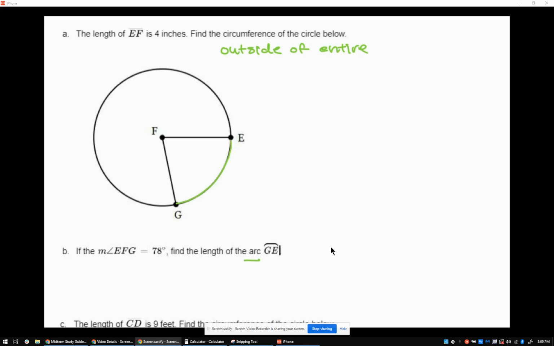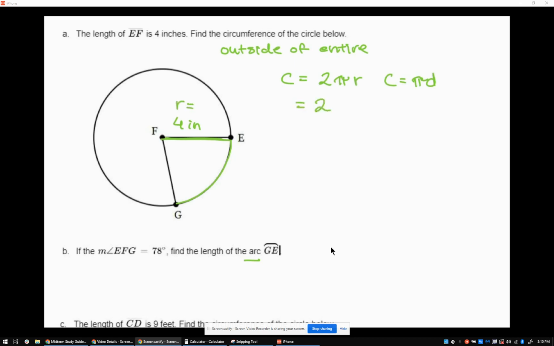So the first thing we need to do is to find the circumference. So circumference can be found two ways. It's either 2 times pi times the radius, or you can do pi times the diameter. We have been given a radius actually. So the problem tells us that EF, so this section right here, is 4 inches. Now, because that's the center to the outside of the circle, that is our radius. So our radius is 4 inches.